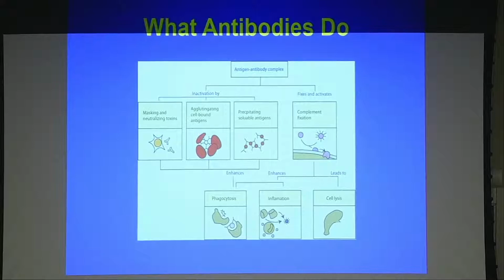So this, I think, is the easiest place to see that, where these Ys can cross-link cells. They're showing erythrocytes, but you could show this for bacteria. So you could cross-link the bacteria, clump them together, and they could be attacked by macrophages. More commonly, we find that the antibodies will bind to the antigen and cover over the active site.